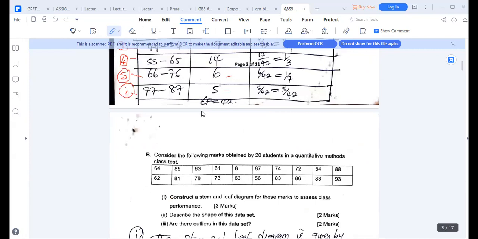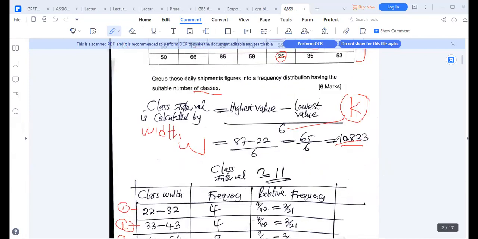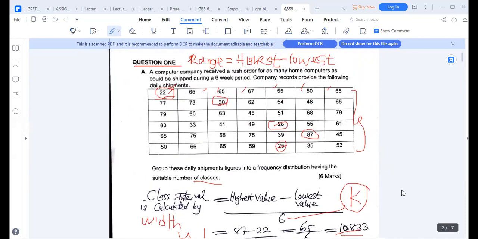Yes, please, there is a question. Why did we use the 11? The 11 came in because here we have to find the range first, looking at the highest measure, which was 87, and the lowest measure was 22.